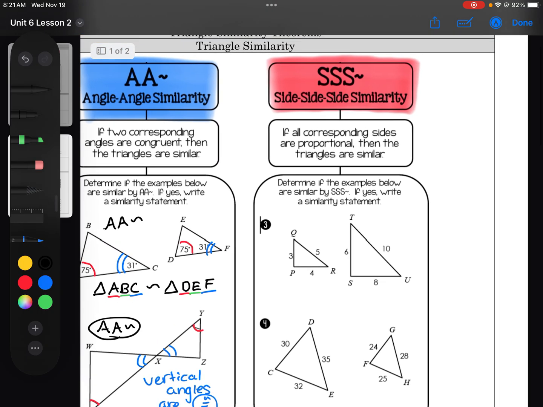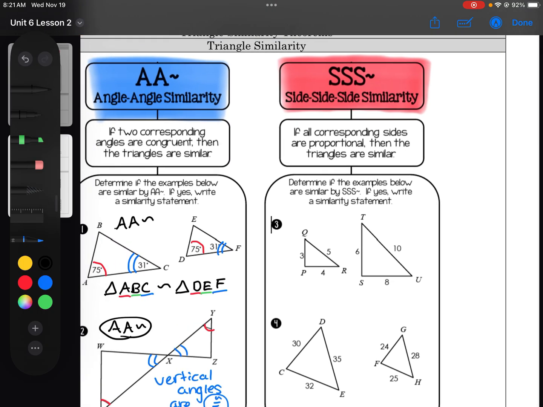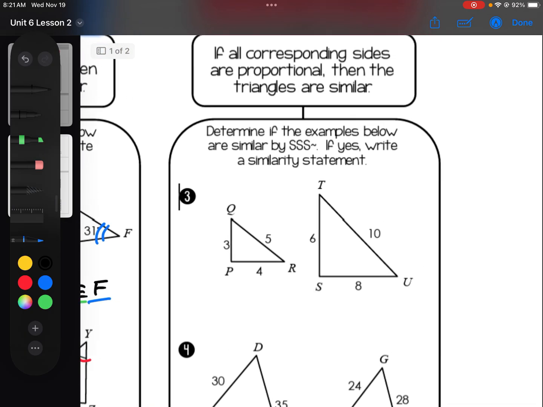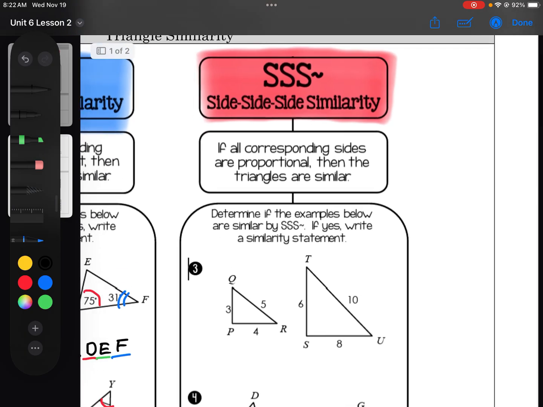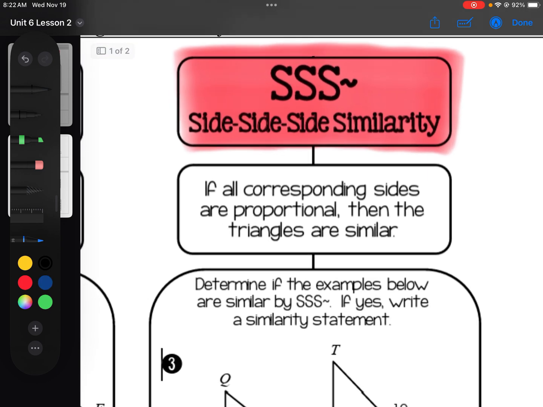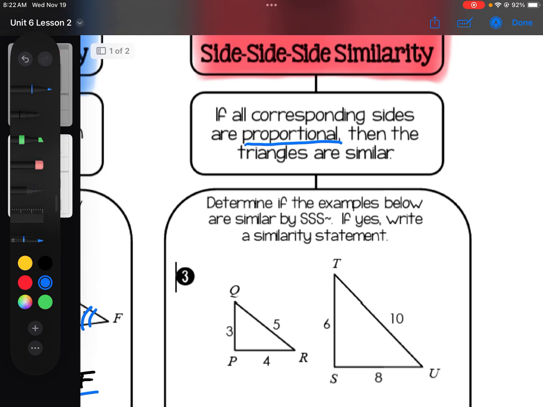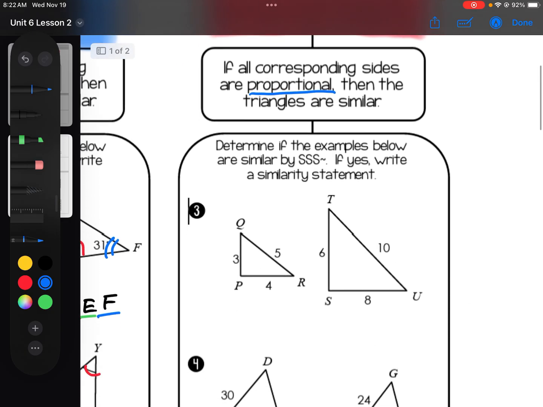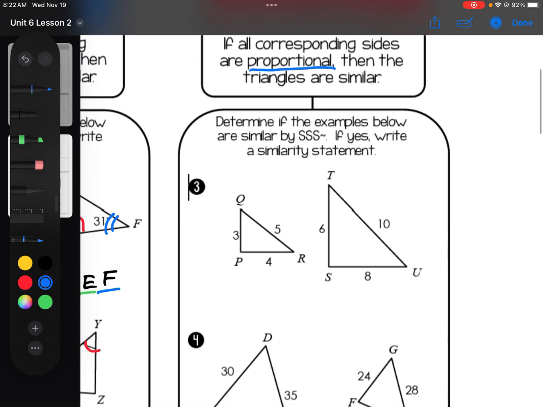So over here on side-side-side similarity, you are going to need a calculator because we do need to calculate some of these proportions and how they work, okay? So if all corresponding sides are proportional, remember that's two fractions that are equivalent, then the triangles are similar. Okay, so what we need to do here is determine if the examples below are similar by side-side-side similarity. If they are, write a similarity statement.